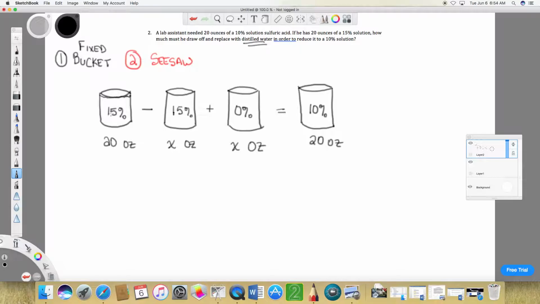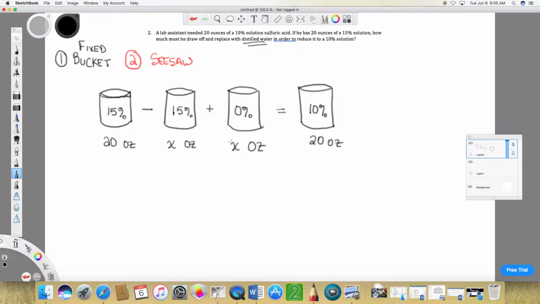All right. So in this fixed bucket, in this drain and replace type of problem, you have 20 ounces. You're going to remove part of that 20 ounces that is a 15% solution, and you're going to replace it with a weaker concentration. In fact, the weakest it can get, this distilled water, this pure water, and that's going to weaken the concentration from 15% to 10%. So there's our picture that illustrates how we want to set up our equation.